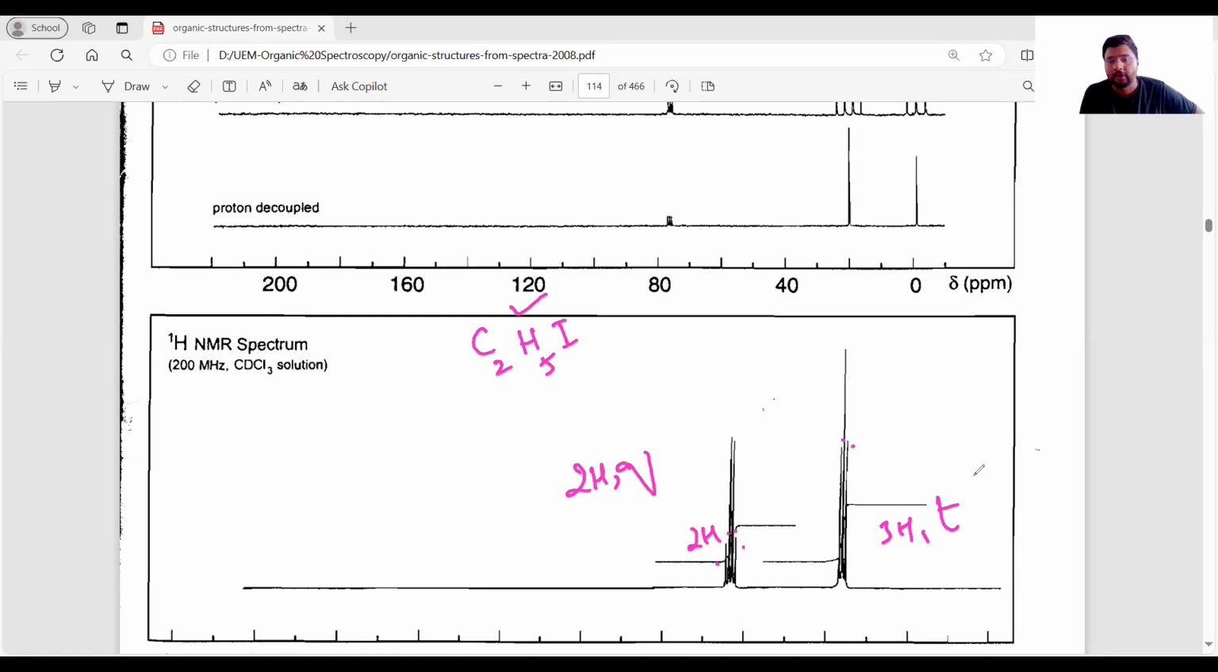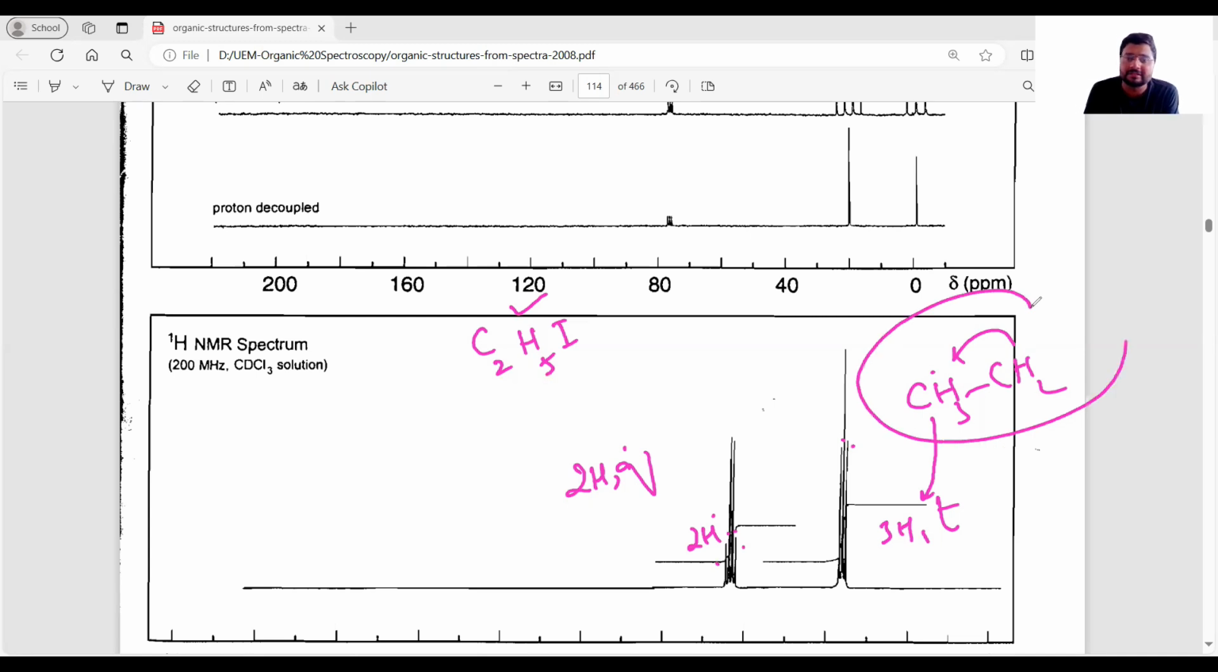This is the signal. So how to draw a 3 hydrogen triplet? CH3. How to draw a 2 hydrogen quartet? CH2. Remember, whenever you are going to draw a 3 hydrogen triplet and a 2 hydrogen quartet, the fragment is always CH3, CH2. Ethyl is present.